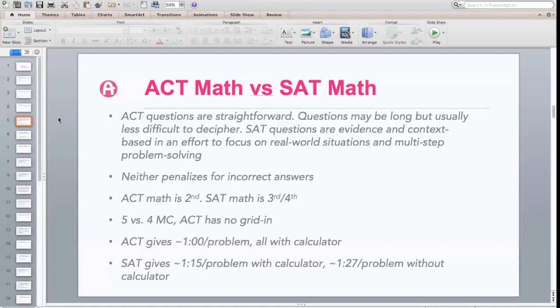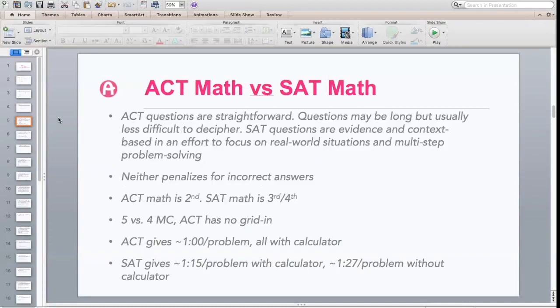Neither test penalizes for an incorrect answer. So on every single question the student should always be guessing in the worst case scenario. In terms of their structure, the ACT math section is second, whereas the SAT math sections are the third and fourth sections. The ACT gives you 5 multiple choice options, whereas the SAT gives you 4. And the ACT also has no grid-in.